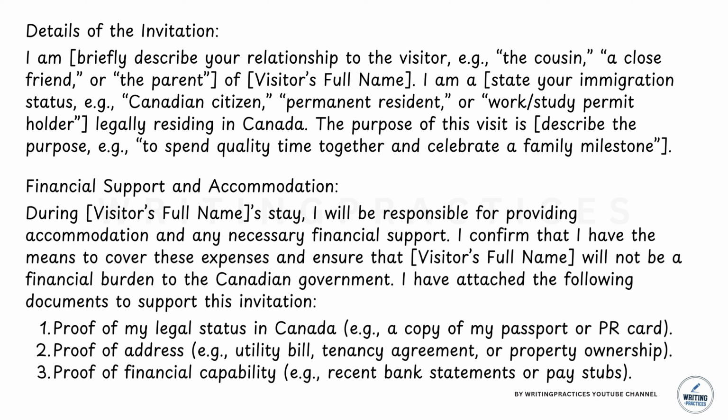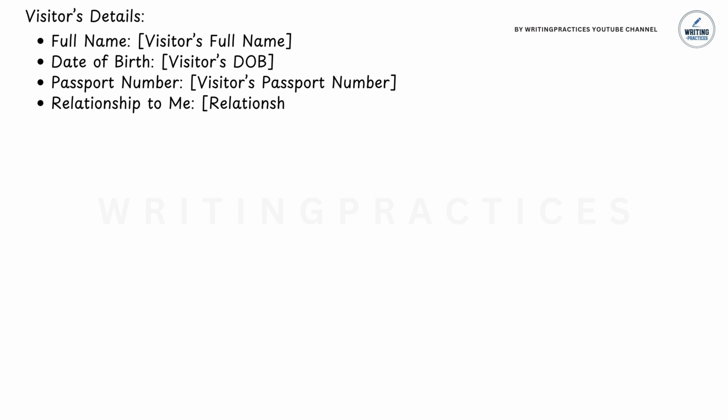9. Visitor's details. Provide detailed information about the invitee, including their full name, date of birth, passport number, and your relationship to them. This specificity aids in the accurate processing of the visa application. For instance, full name, Jane Smith. Date of birth, April 5, 1985. Passport number, 123456789. Relationship to me, cousin.